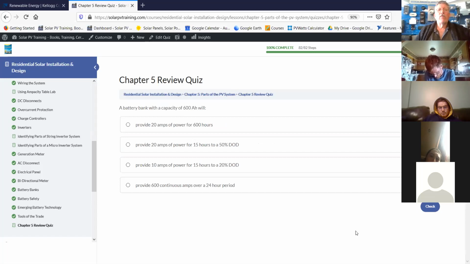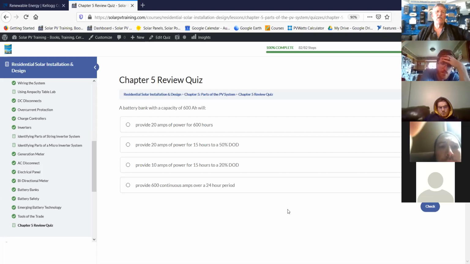A battery bank with a capacity of 600 amp hours will provide 20 amps of power for 600 hours. Will provide 20 amps of power for 15 hours to a 50% depth of discharge. Provide 10 amps of power for 15 hours to a 20% depth of discharge, or provide 600 continuous amps 24 hours a day.